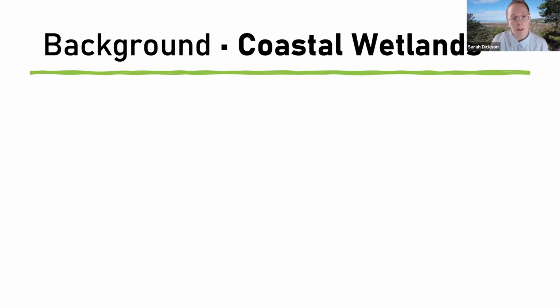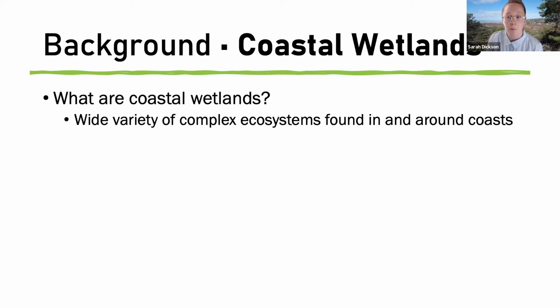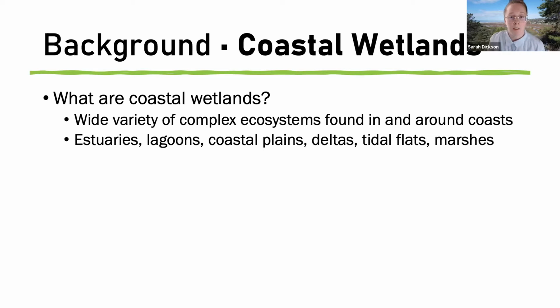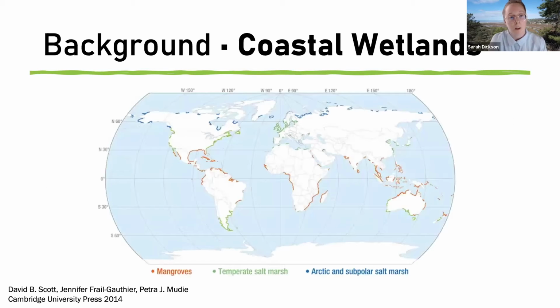All right, so what exactly are coastal wetlands? They are a wide variety of complex ecosystems found in and around coasts. Some examples of coastal wetlands are estuaries, lagoons, coastal plains, deltas, tidal flats, and marshes. They exist on all 7 continents, in high and low latitudes, and at active and passive margins. On this map, we can see that the type of coastal wetland that forms can be influenced by climate. So mangroves are common in warmer climates near the equator, and temperate and subpolar regions more often have marshes.